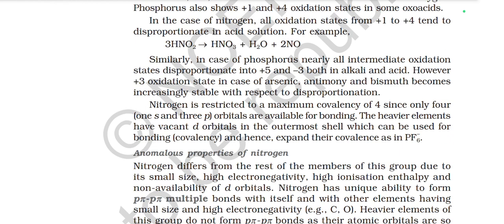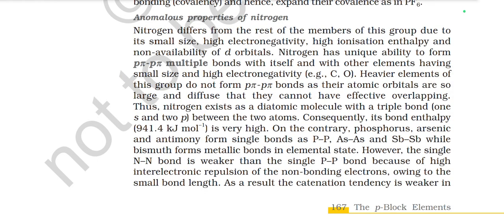Nitrogen is restricted to a maximum covalency of 4 since only 4 orbitals are available for bonding. The heavier elements have vacant d orbitals in the outermost shell which can be used for bonding and hence expand their covalence as in PF6⁻. Anomalous properties of nitrogen. Nitrogen differs from the rest of the members of the group due to its small size, high electronegativity, high ionization enthalpy, and non-availability of d orbitals.